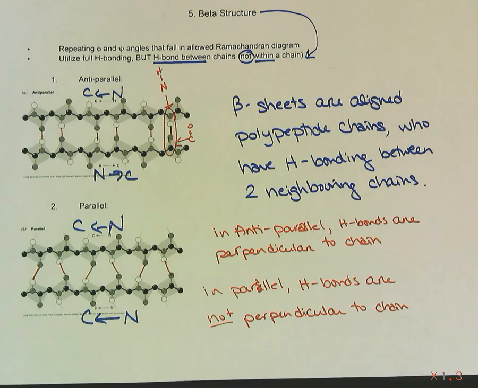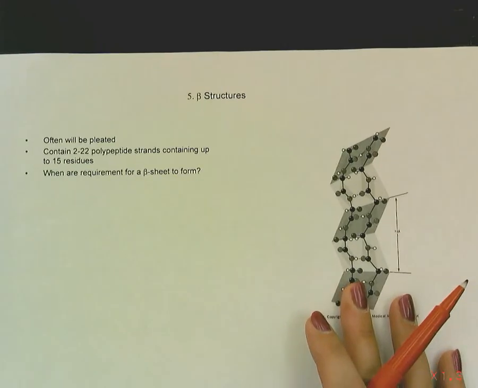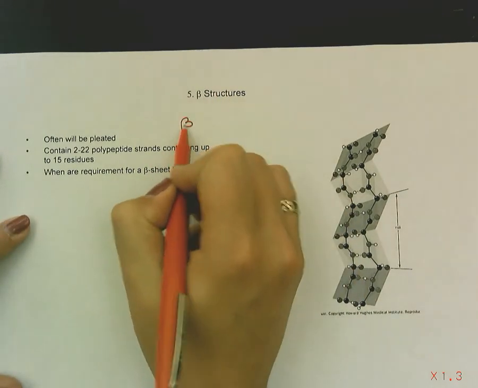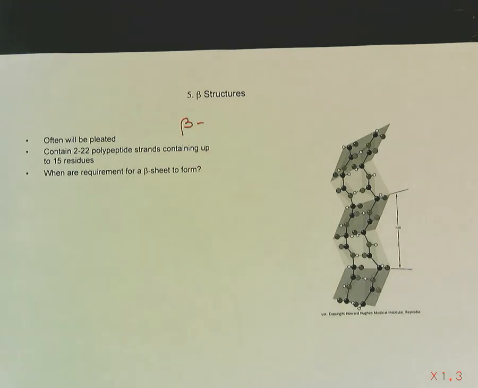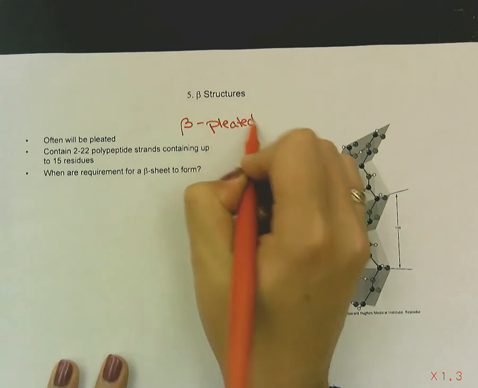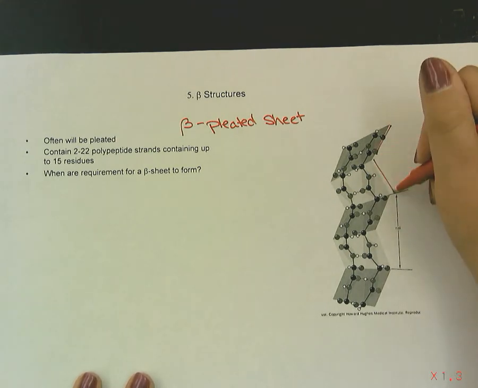So, when would a beta sheet form? And why do we call them pleated? Beta pleated sheets. It looks crinkly. Does anyone have lampshades at home that look like that? That's a beta pleated sheet. They have this kind of structure where it goes this way, then that way, then this way.